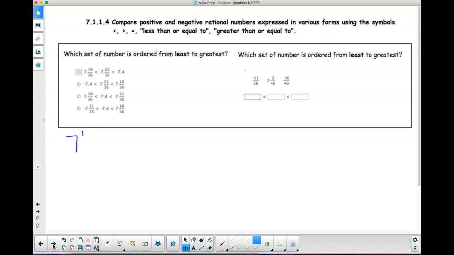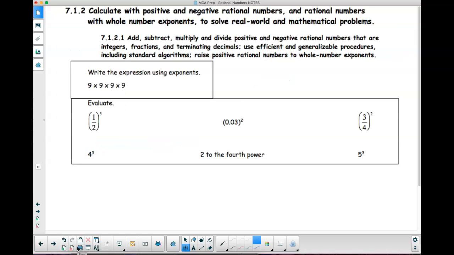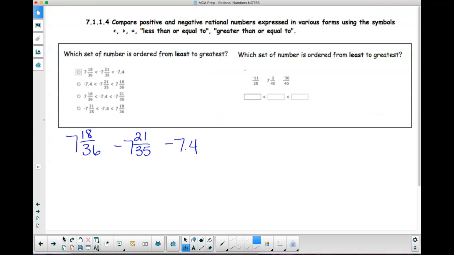We have 7 and 18/36, -7 and 21/35, and -7.4. Those are our three numbers. If I'm looking at these three numbers, can you automatically pick out which one's the biggest? Let's switch. Oops, sorry. It disappeared. Can you automatically pick out which one's the biggest? You should be able to. Look at these three numbers. Can you pick out which one's the largest of the three? And why?